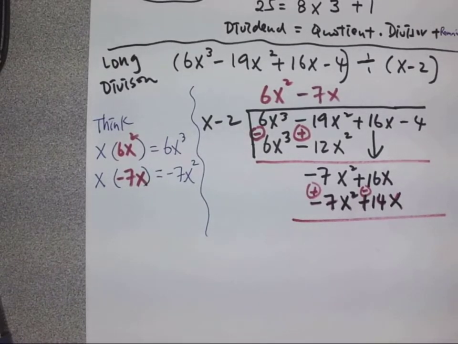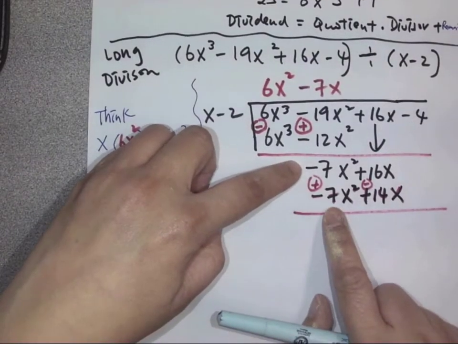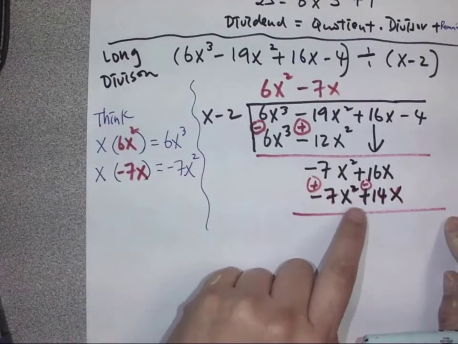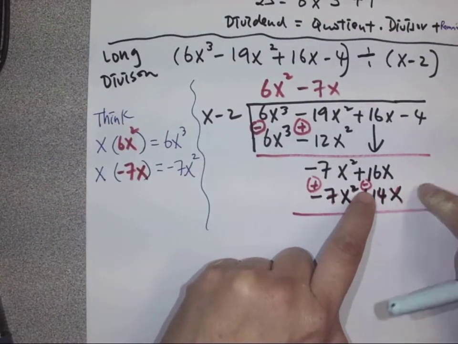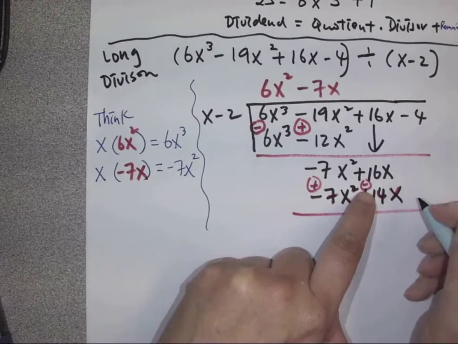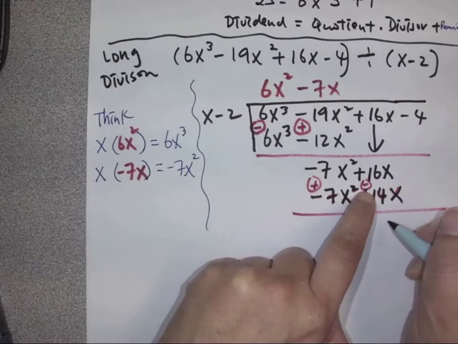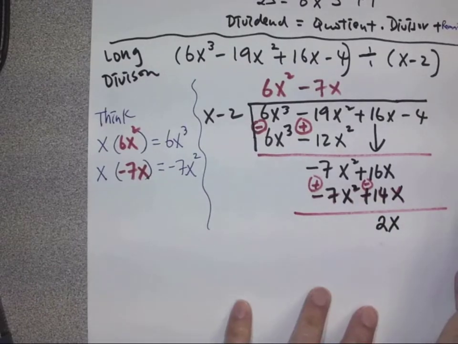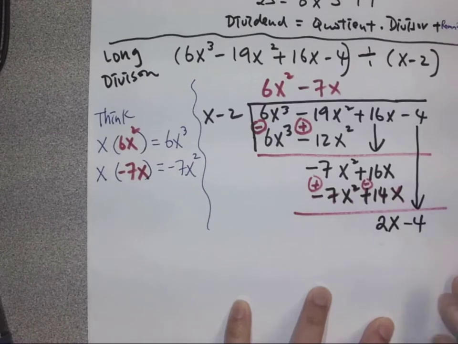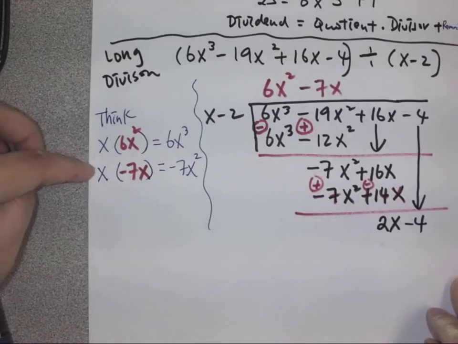The very first term, negative 7 plus 7, this is gone, right? And then negative 16 minus 14 will be positive or negative? Positive 2x. And then I need to do what? Bring down the negative 4. Okay, now what am I thinking?